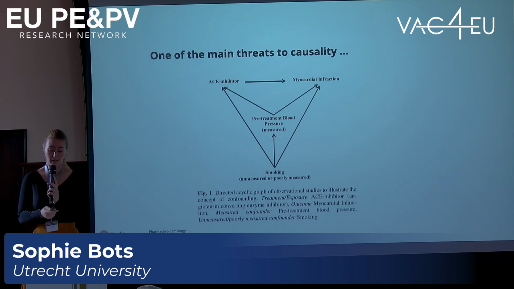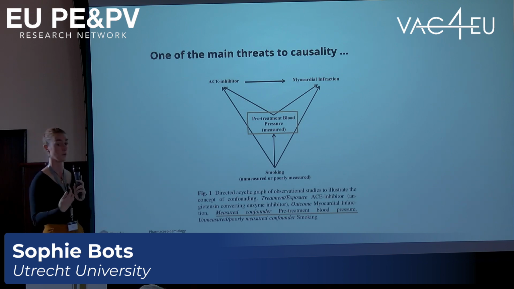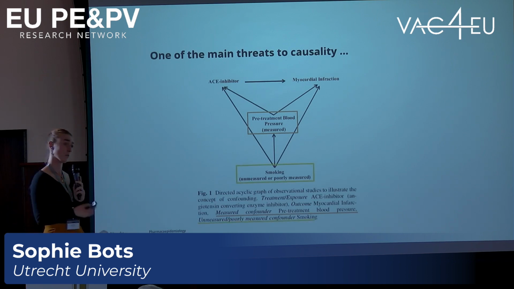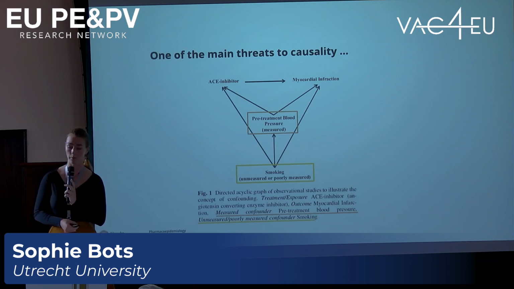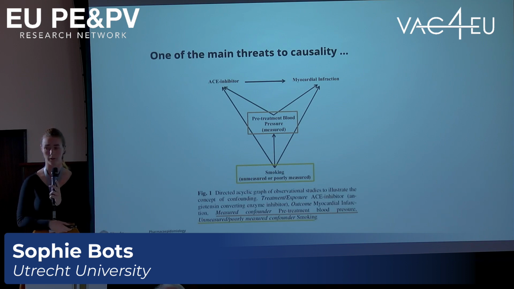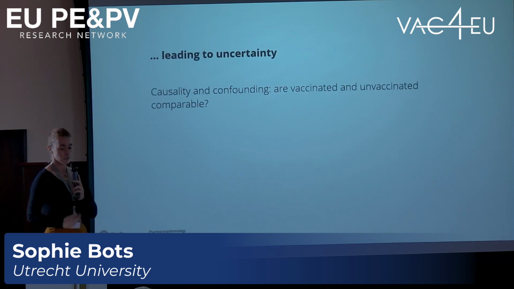The main one, I think you all know, is confounding. And we have two types of confounding. Here in this example, we have measured confounders, things that we know and that we can adjust for. But we also have unmeasured confounders, which are either things we know but are poorly or not measured in the databases that we have, or they might even be things we don't know affect the relationship between our exposure and outcome of interest. And this leads to uncertainty.